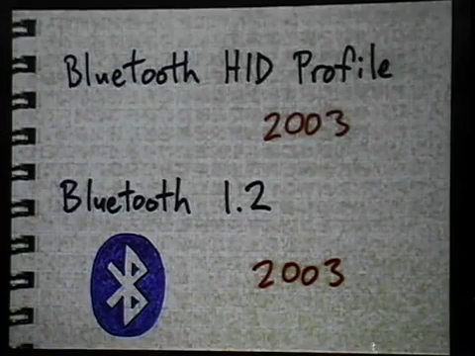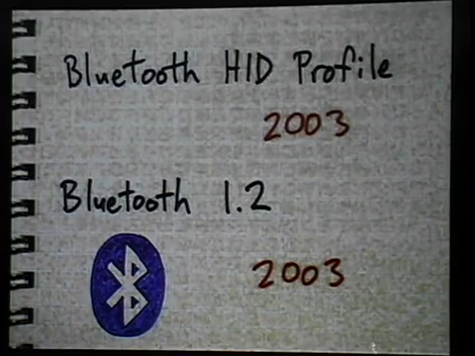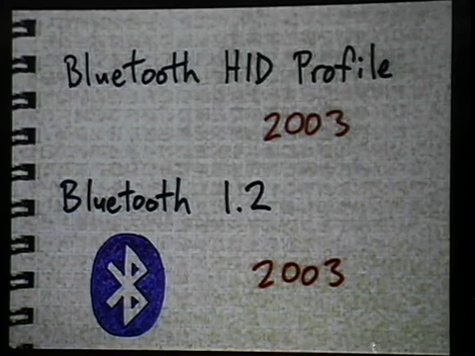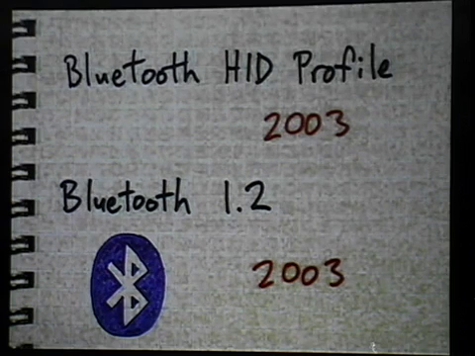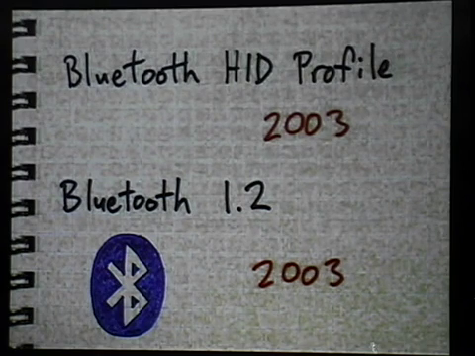I'm here to talk about Bluetooth keyboards, and in particular, devices that follow the Bluetooth HID profile, the Human Interface Device Profile, which was published in 2003. I'm talking about devices that follow the Bluetooth core specification version 1.2. That might sound a little old to you. Some of you may have heard a few weeks ago that Bluetooth 4.0 was released. But the reason I'm looking at 1.2 is because that's what keyboards use.